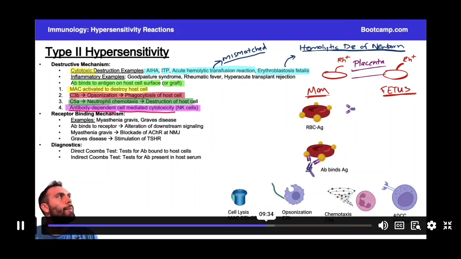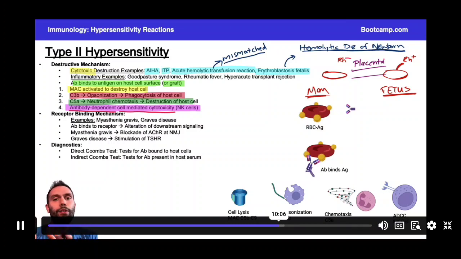But let's imagine that instead of mom being Rh positive, mom's Rh negative. What that means is mom doesn't have this antigen on her red blood cells, but baby has it. And so mom's body might recognize this antigen as foreign, because mom doesn't have that on her cells, but baby does. And so what mom would do in this type of situation potentially is start to generate antibodies against this Rh factor.